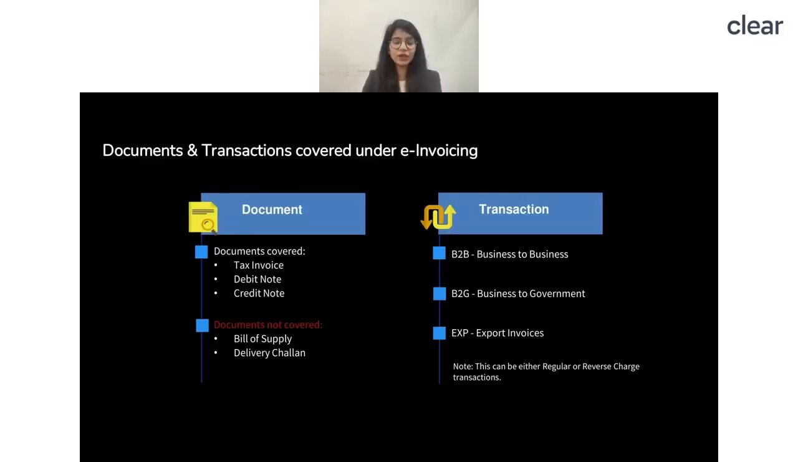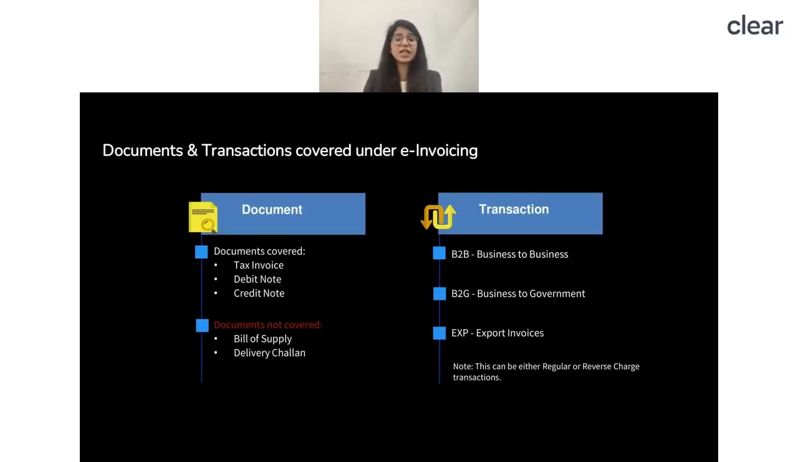when it comes to e-invoicing generation, we are required to generate the e-invoicing only in respect of our B2B and export documents. We are not required to generate the e-invoicing in case of our B2C documents. In this case, we are not required to generate the e-invoicing.